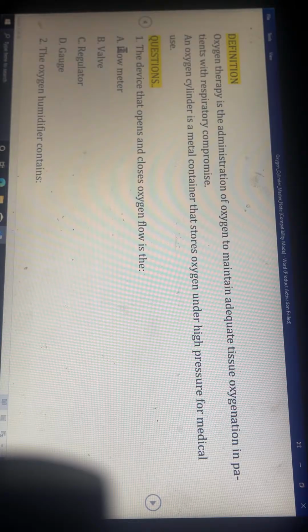When a patient is feeling discomfort, that the pressure is too much, what are you going to adjust? The regulator. You use the regulator and adjust it to reduce the pressure.